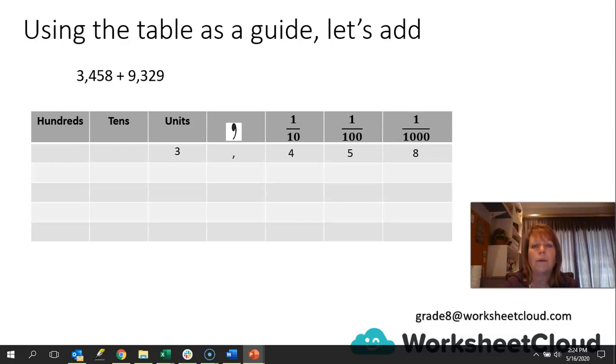Right, now we're going to add on 9,329. 9 under the units, your comma under the decimal place, 3 under the tenths, 2 under the hundreds, and 9 under the thousands. Remember, it's 3,458 read digit by digit, not as a whole number, and it's 9,329 likewise. As I said earlier, these are not whole numbers, so when we say the number, we actually have to say the digits separately. Okay, so let's add.